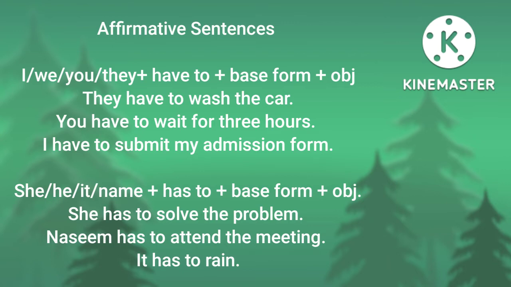While using he, she, it, and singular name, we cannot use have to. Instead of have to, we have to use has to. So the structure will be a little bit different from the I, we, you, they pronouns. In the case of he, she, it, and singular name, the structure will be subject plus has to plus base form of verb plus object.